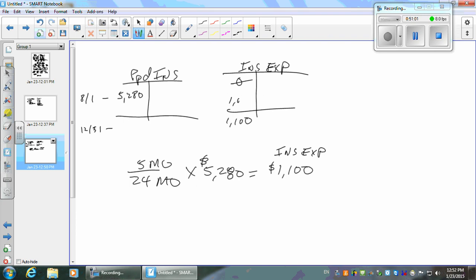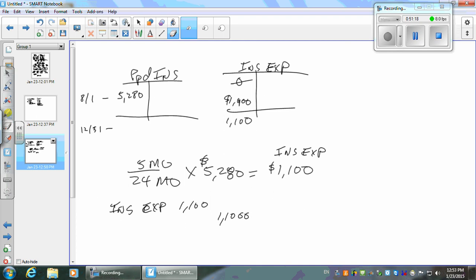Debit it for 1,100. So my journal entry is going to be debit insurance expense for 1,100. Got it. And what are we going to credit for 1,100, seeing as we used it up? Prepaid insurance. Prepaid insurance gets credited for 1,100, doesn't it? And what do we have now in the prepaid? 4,180, is that right? Is that the right number?